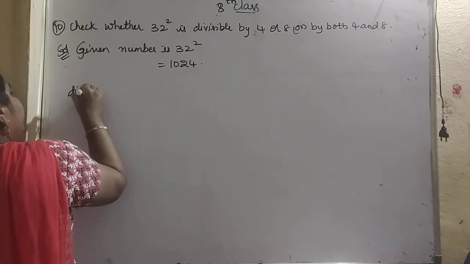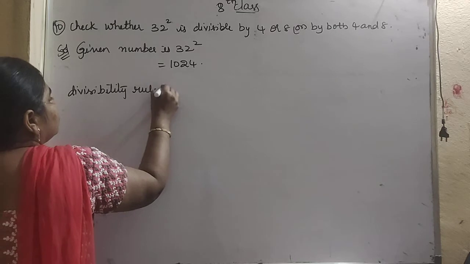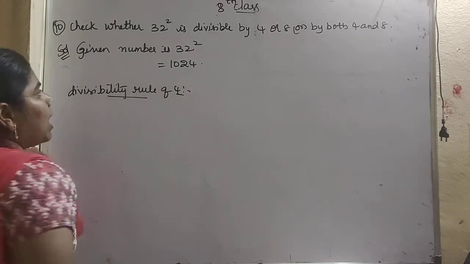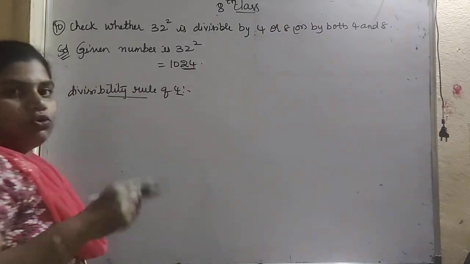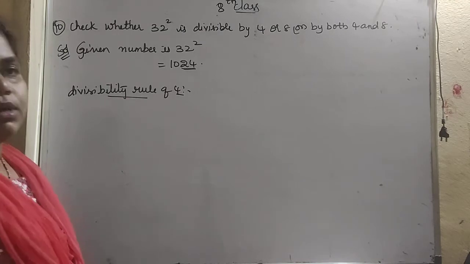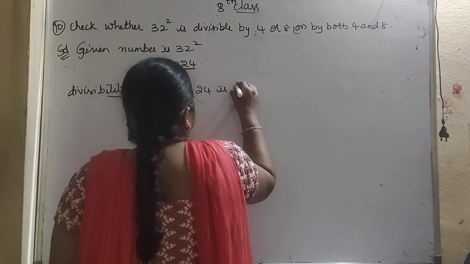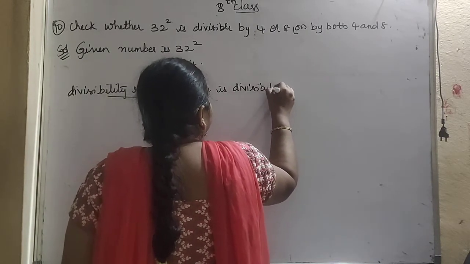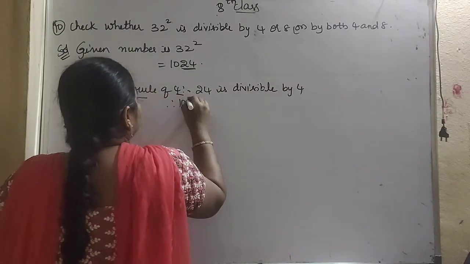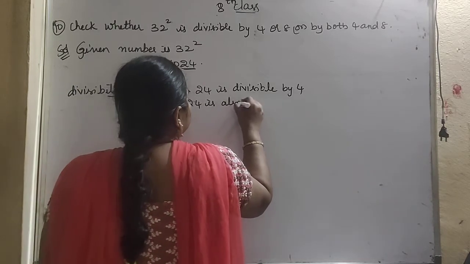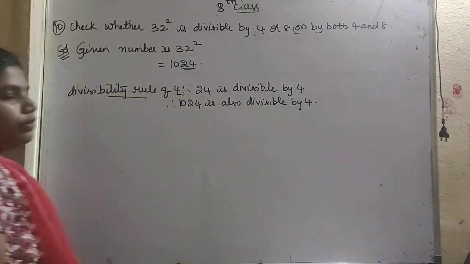So now we have to check for divisibility rule of 4 as well as divisibility rule of 8. So what is divisibility rule of 4? Last two numbers should be divisible by 4. So what are the last two numbers here? 24. So 24 is divisible by 4? Yes, it is divisible. That is, 24 is a multiple of 4. Therefore 1024 is also divisible by 4. So we have checked for 4 now.